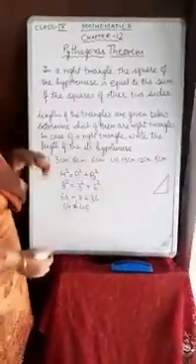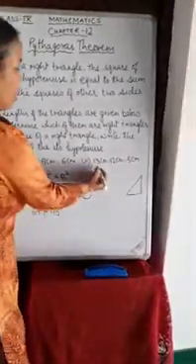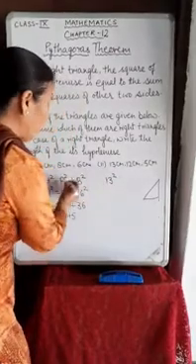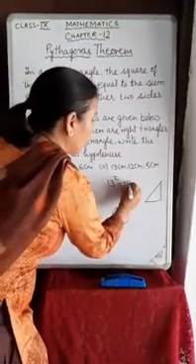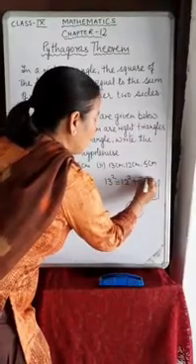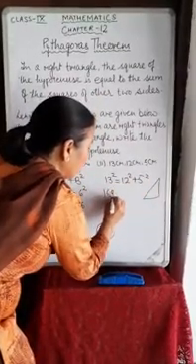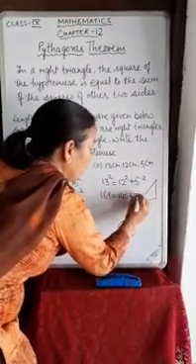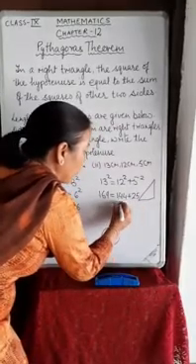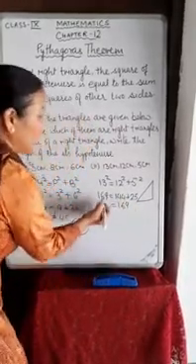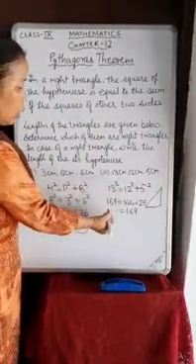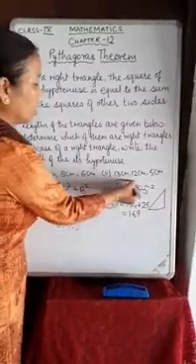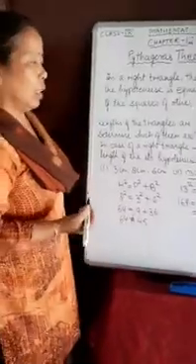Now the second example is given: 13, 12 and 5. So 13 will be the longest side, which is the hypotenuse. So we will put these values in this formula: 13 square equals 12 square plus 5 square. Now 13 square is 169, 12 square is 144 and 5 square is 25. And if we add 144 and 25, the total is 169. So here the square of the hypotenuse is equal to the sum of the squares of the other two sides. It means these are the lengths of a right triangle.